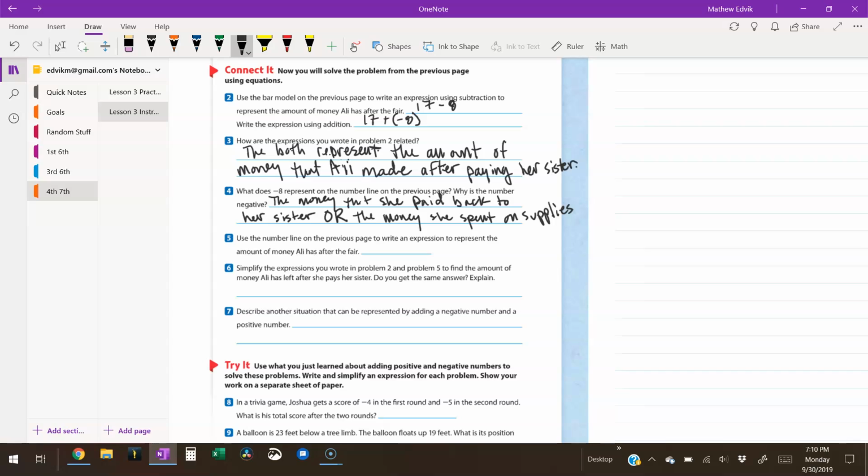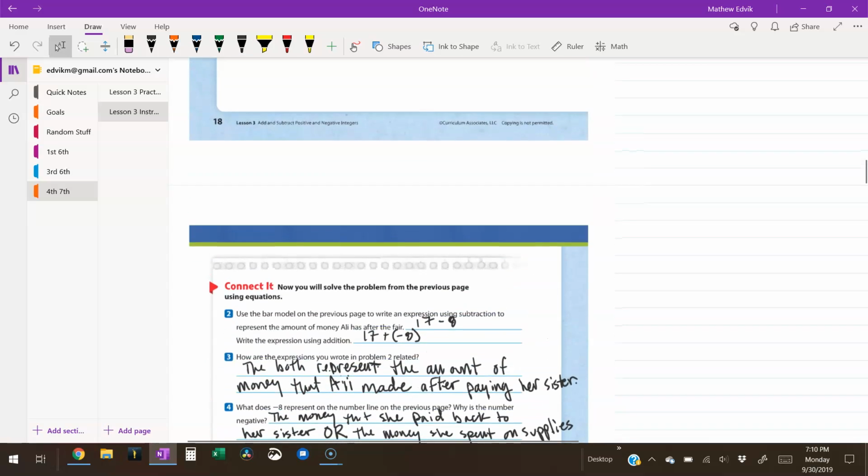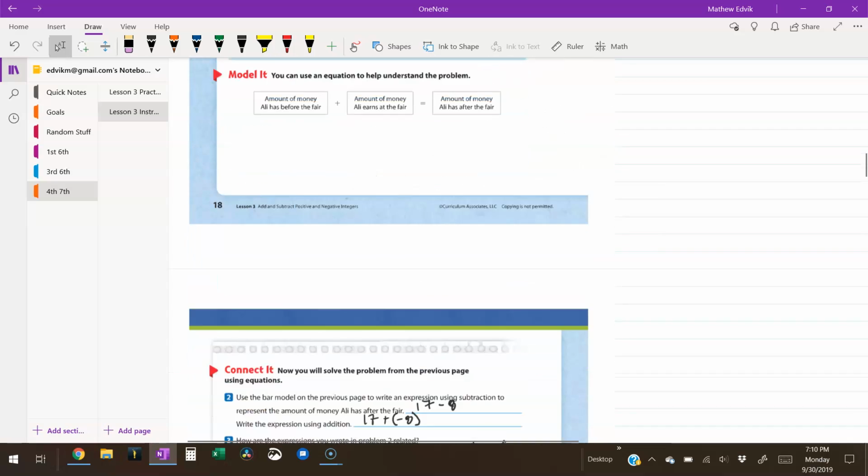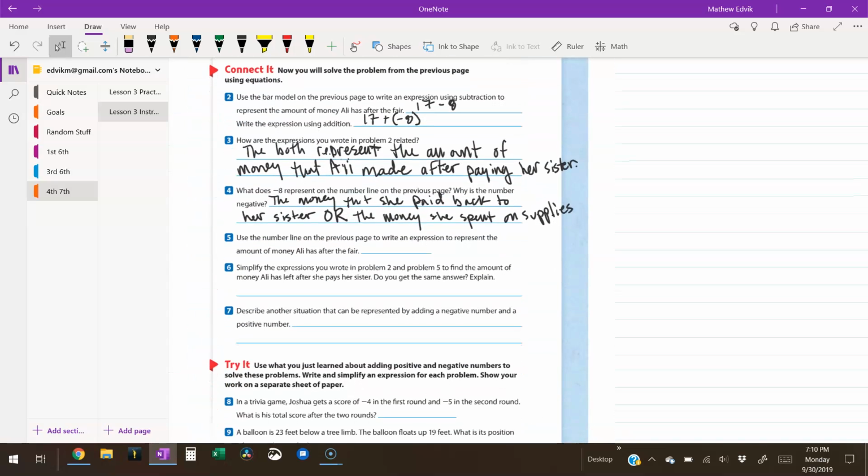Okay, so now number 5: use the number line on the previous page to write an expression to represent the amount of money Allie has after the fair. So we're going to use this number line. So we're at -8, and then we're adding 17 to it. And so, because on the number line we started with -8, we say -8 plus 17, and that's our expression, our mathematical sentence that doesn't have an equal sign.